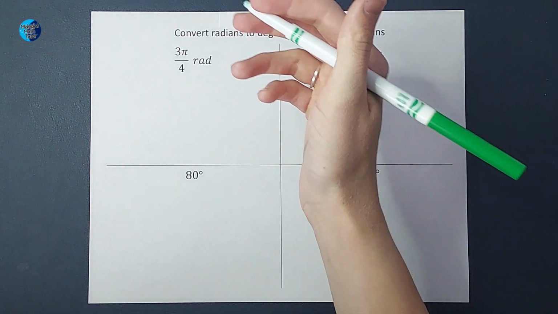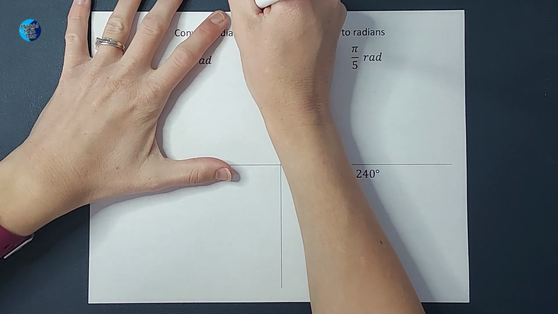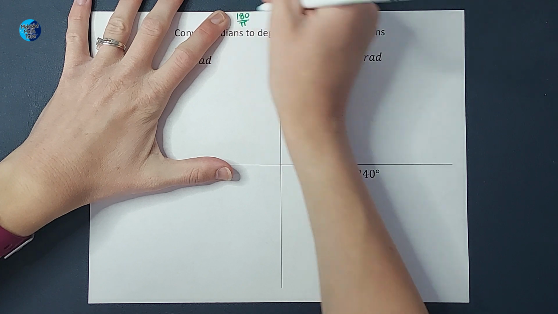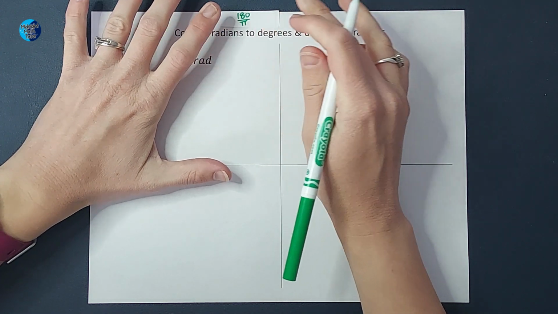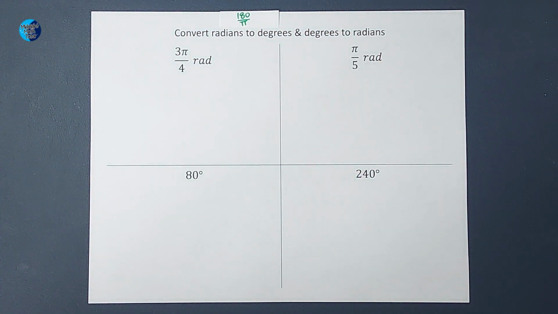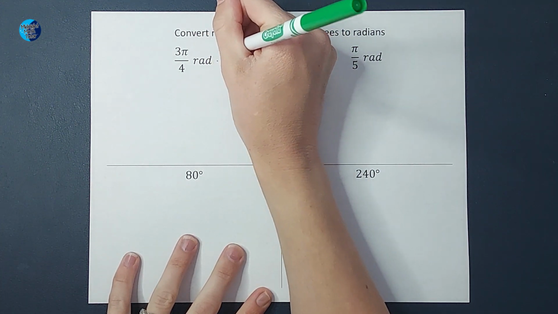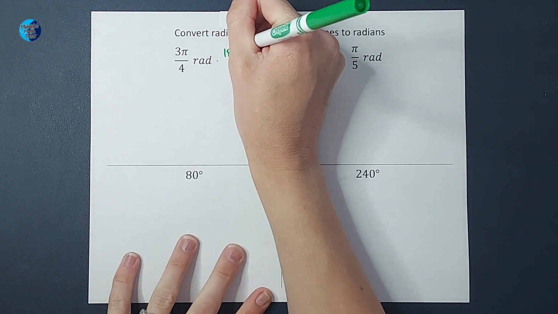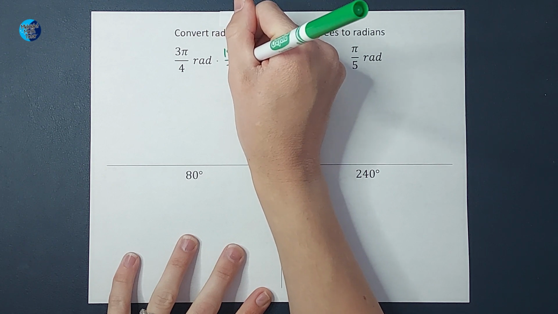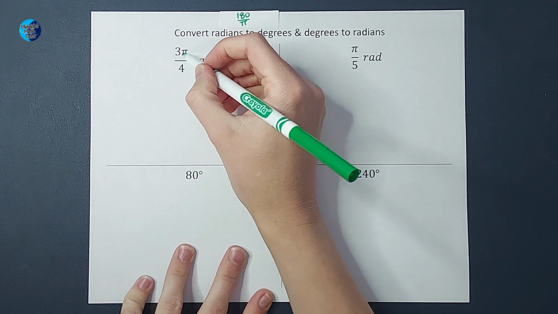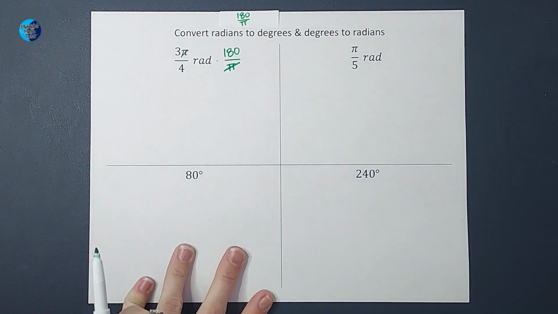To do that, I'm just going to multiply by 180 over pi. Now remember that when we're talking radians and degrees, 180 and pi are equal to each other. So that's why we can just go ahead and multiply by that. So I am going to multiply here by 180 over pi. Now when I do that, what is very exciting is the pi's cancel each other out.